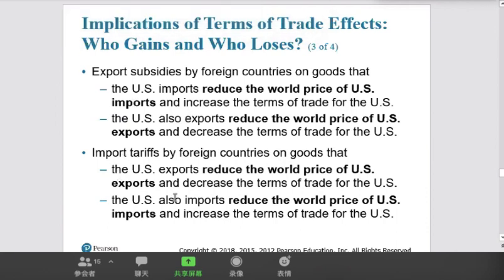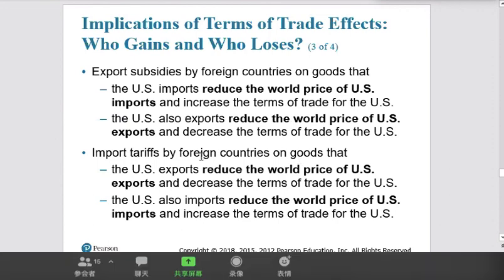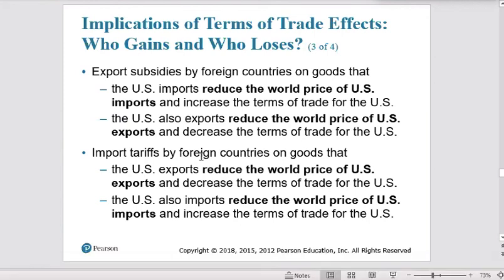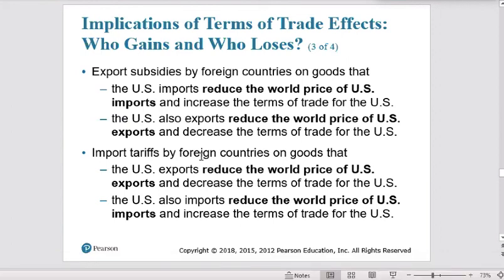Okay, so this is the summary of what the impact of import tariffs and export subsidies will do to terms of trade, and also to the welfare, right? The impact on welfare associated with terms of trade.